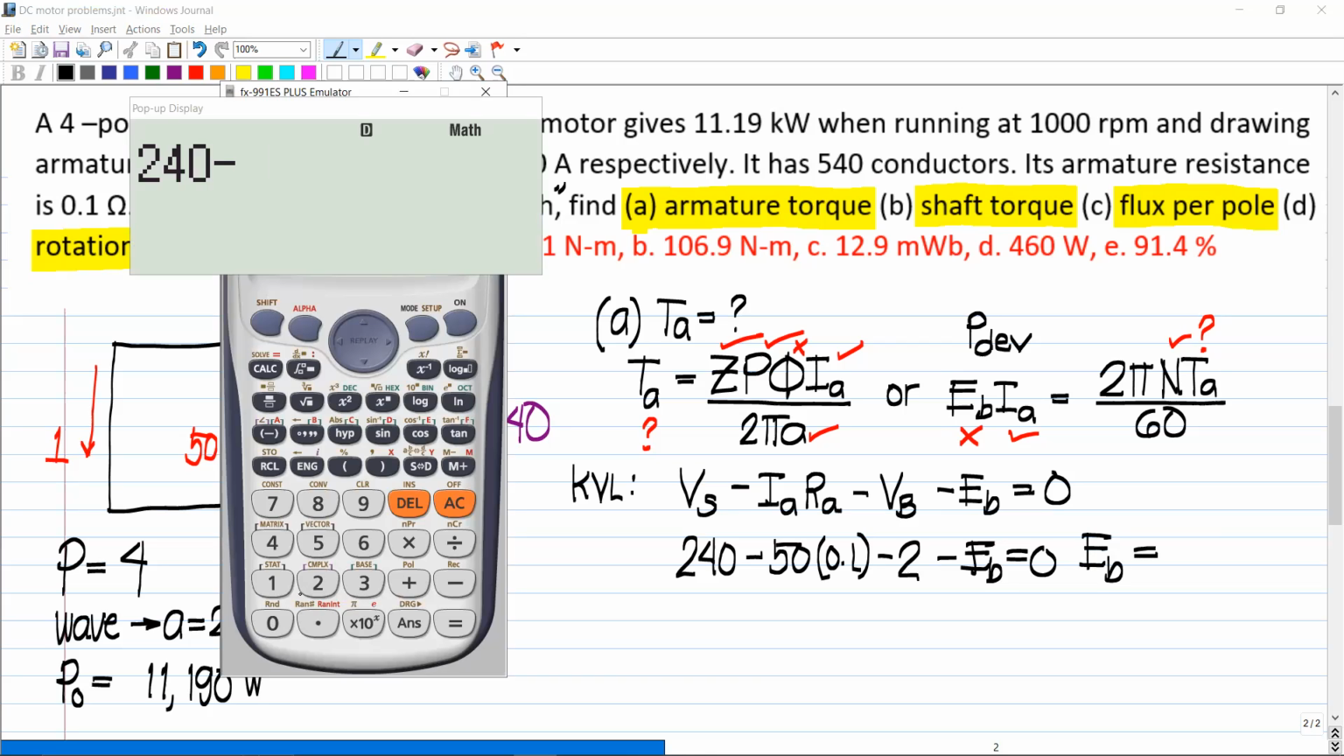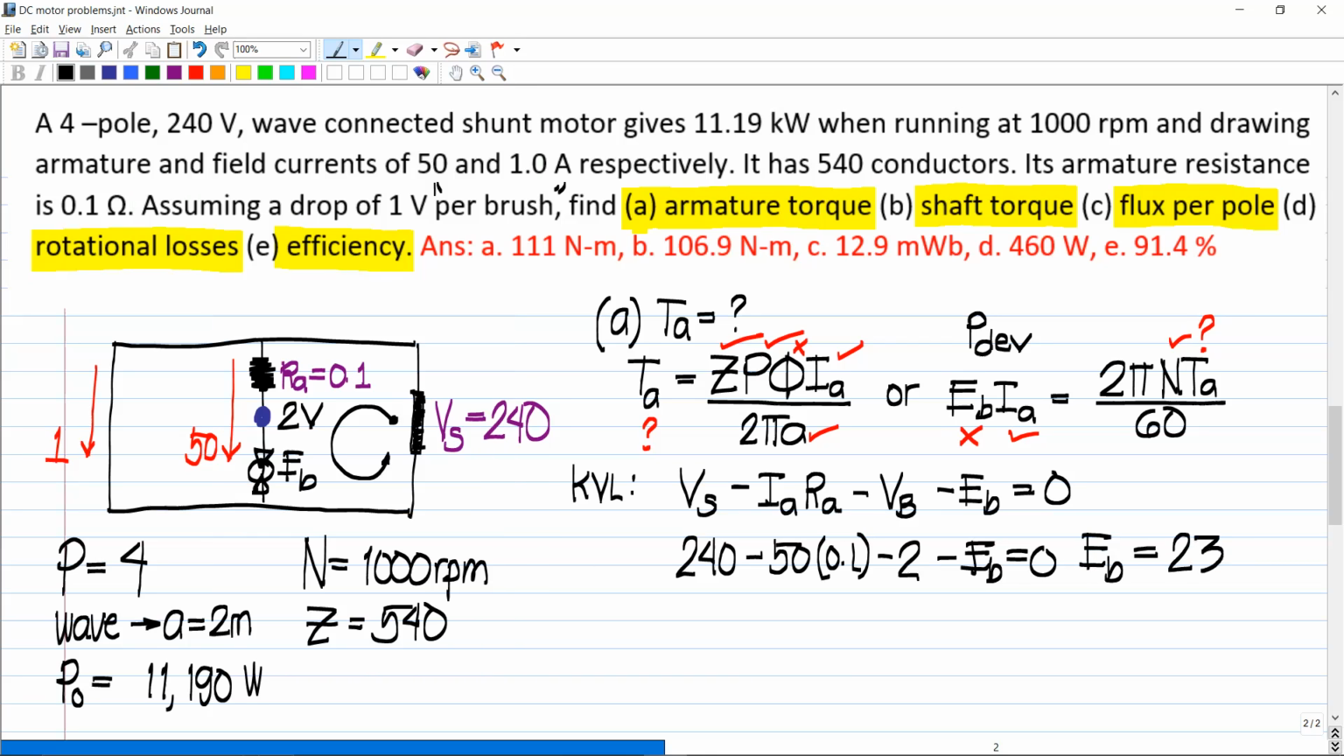So the EBAC is 240 minus 50 times 0.1 minus 2. 233 volts. Okay. So therefore, substitute na natin ngayon yung mga values dito sa second formula na nilista natin and let us solve the torque na nasa armature. So the EBAC is 233. The armature current is 50. No? Tingin lang sa diagram.